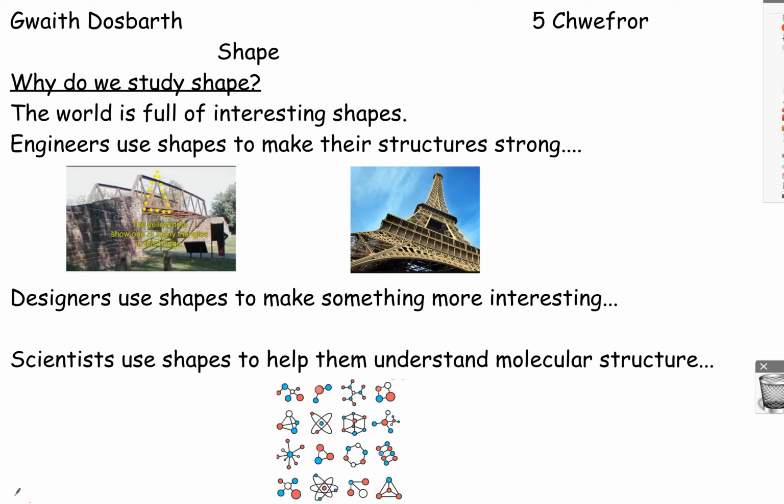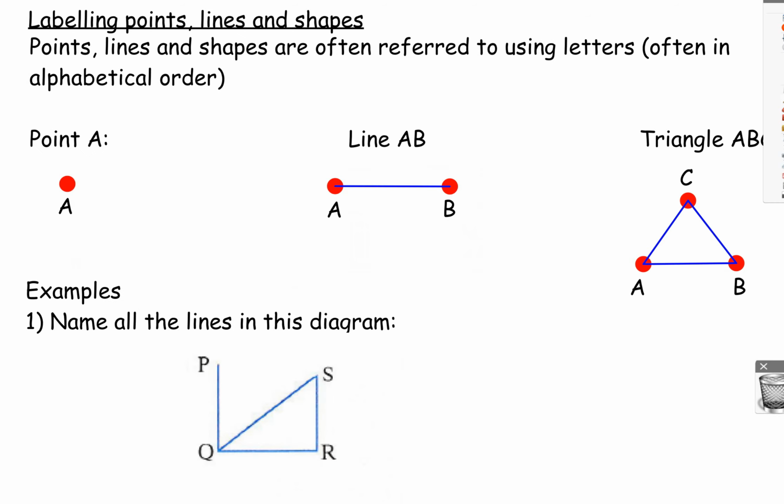And different jobs use shape for different reasons. So for example, engineers use shapes to make their structures strong. If you look at this bridge here, this engineer would have brought in triangles to strengthen this bridge. The Eiffel Tower is made up of so many different shapes, and that makes it strong. Designers use shapes to make something more interesting. Scientists use shapes to help them understand molecular structure. So we use shape in so many different ways.